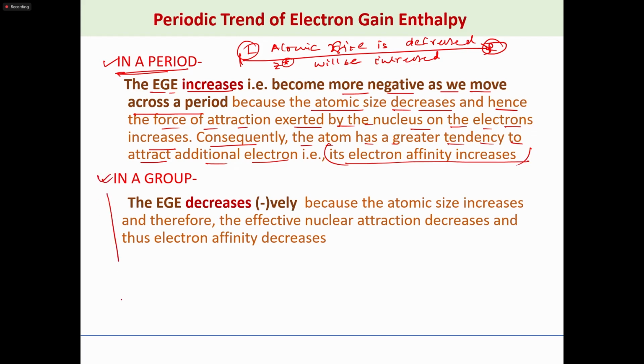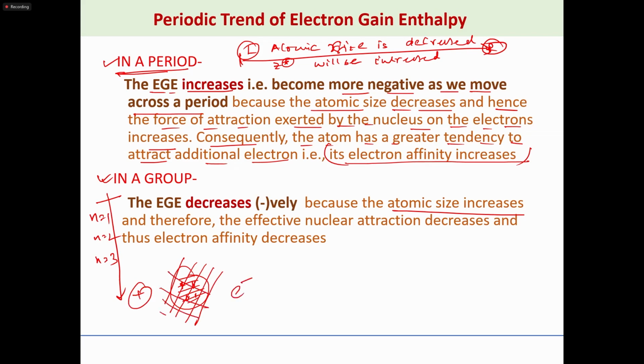Similarly, in a group, if you go from up to down, the atomic size increases. When the atomic size increases, the principal quantum number increases. When the principal quantum number increases, the number of inner shell electrons also increases. Then the shielding effect on the outer shell electron also increases.